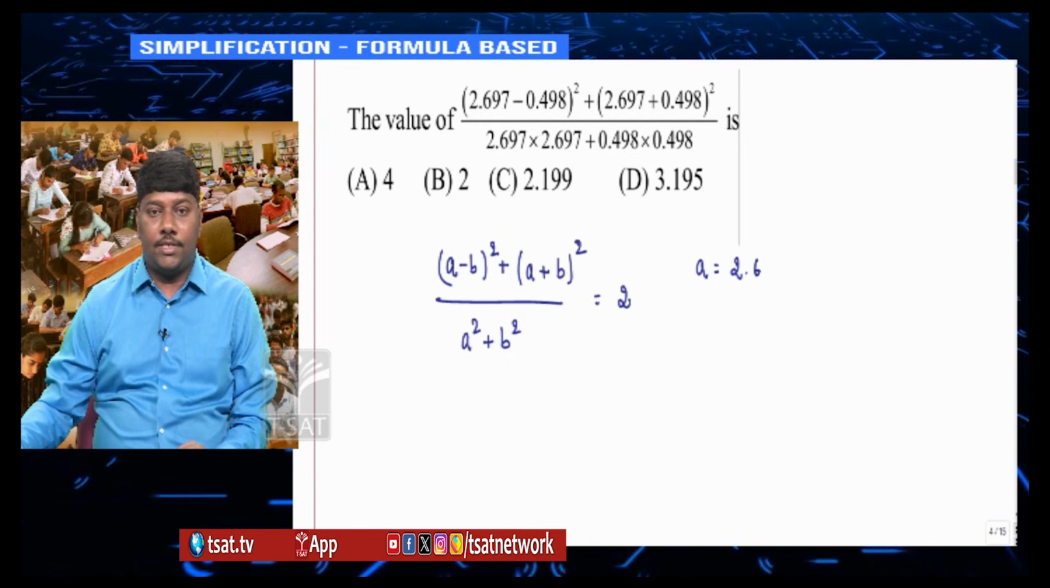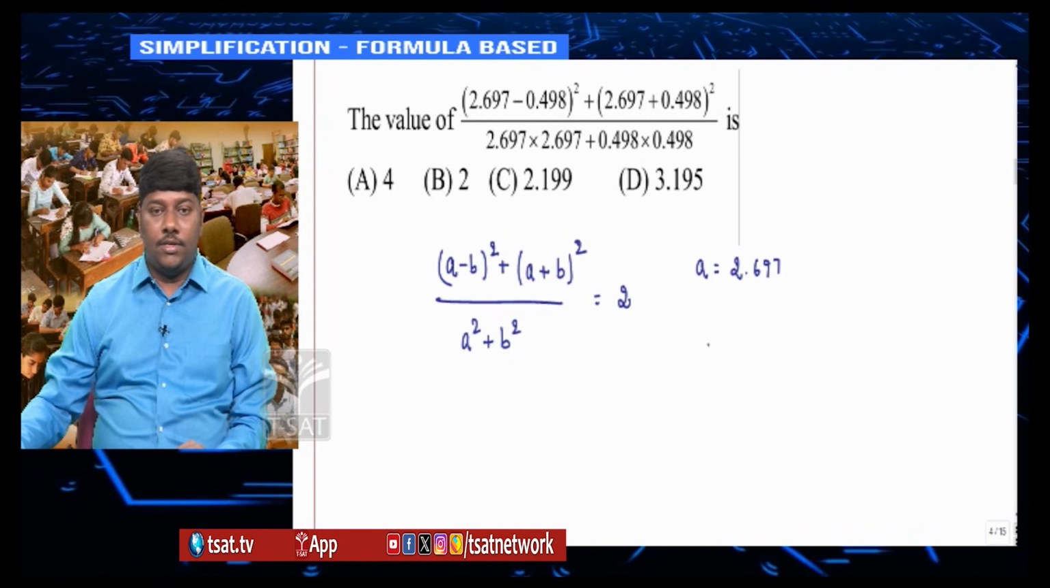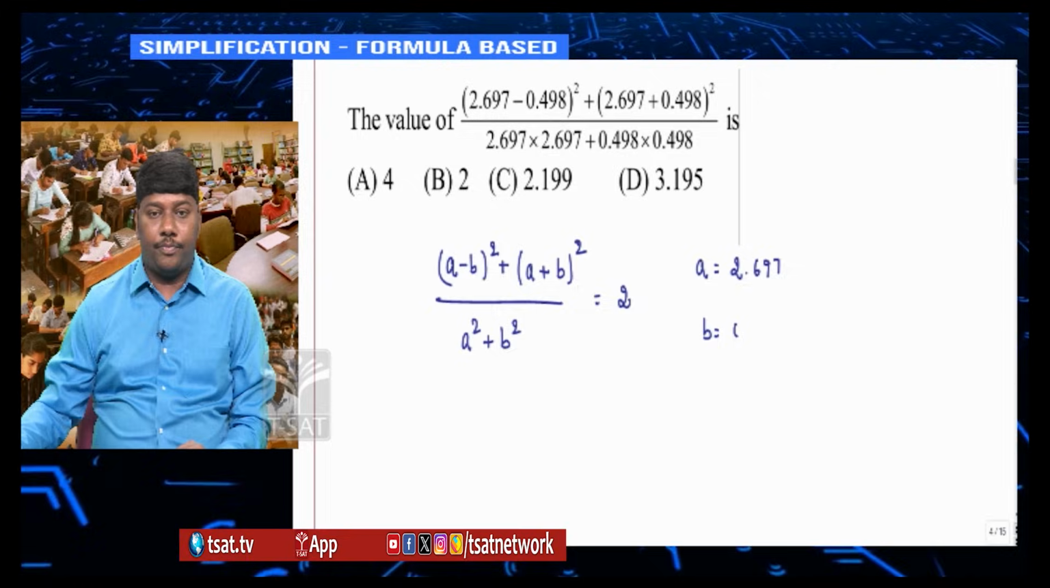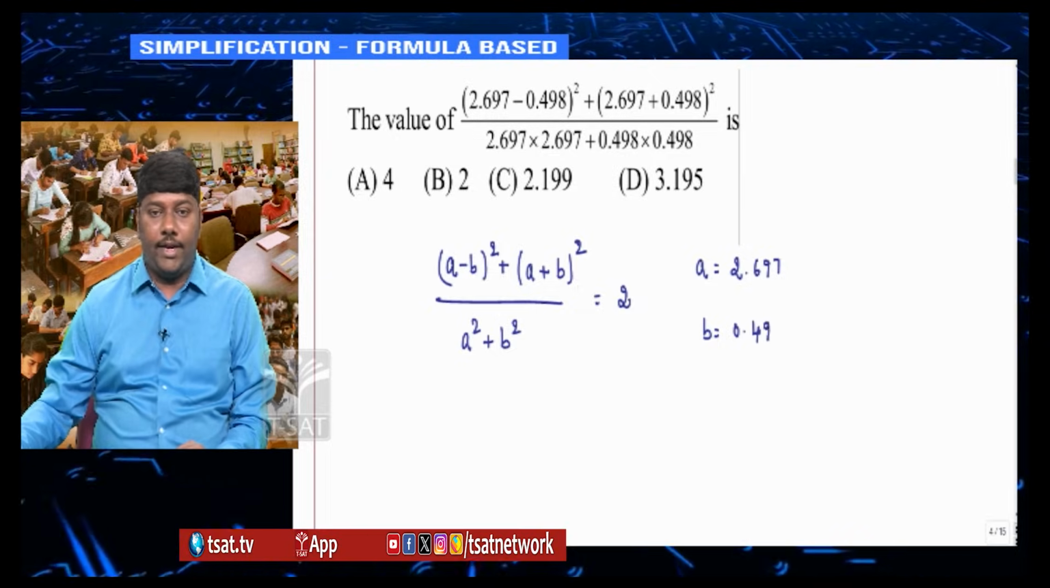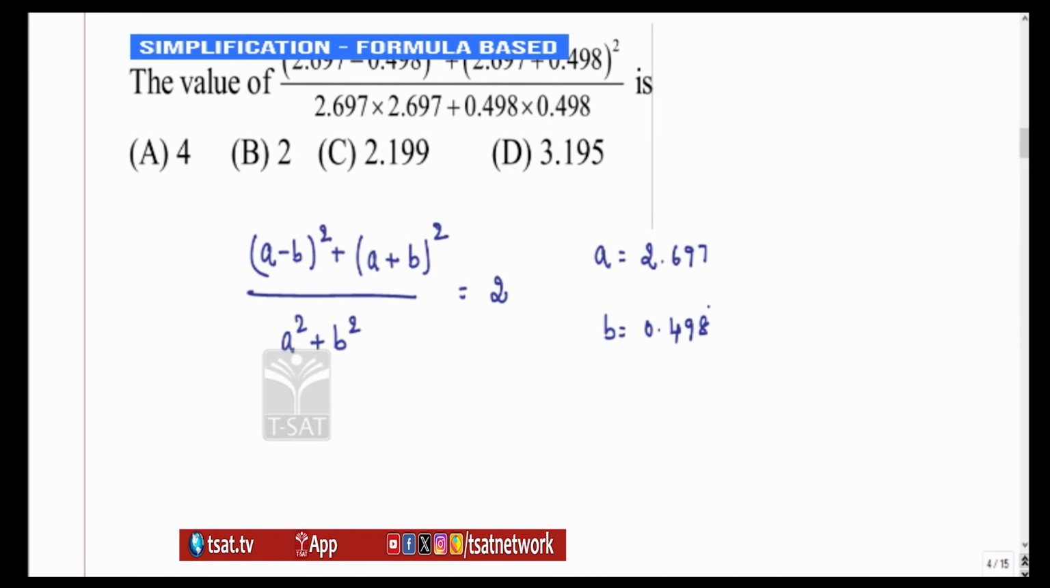2.697. Look at the decimals they have given. 498. If you do it by using a calculation, it takes a lot of time. Okay, so the idea is to apply this formula: a minus b whole square plus a plus b whole square, or else it can also ask you a plus b whole square plus a minus b whole square.